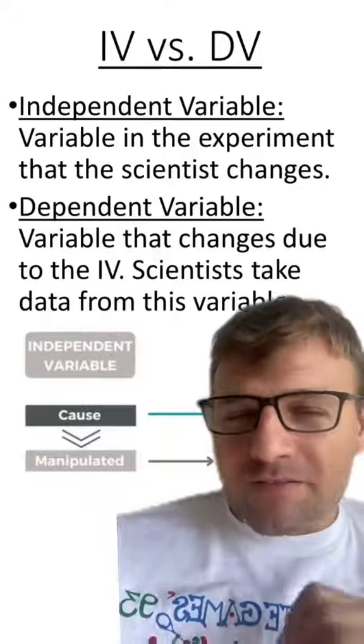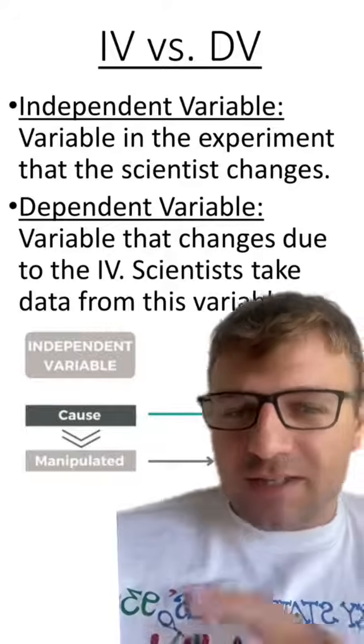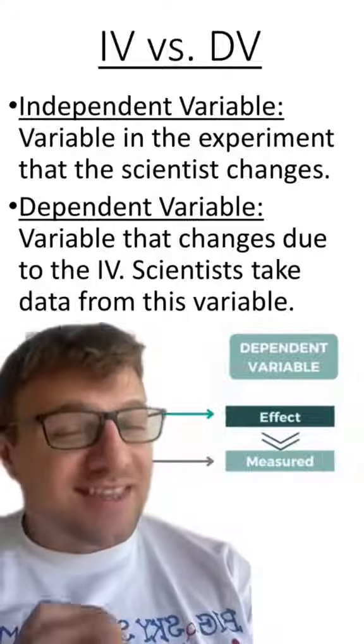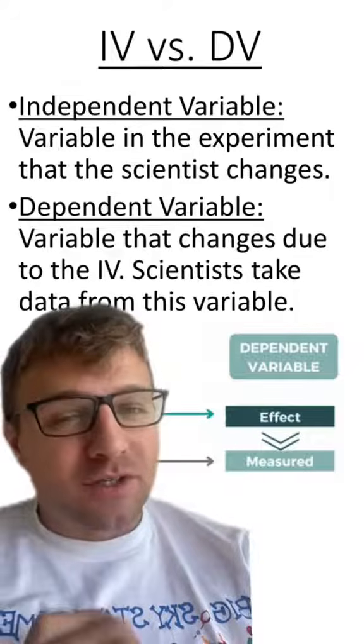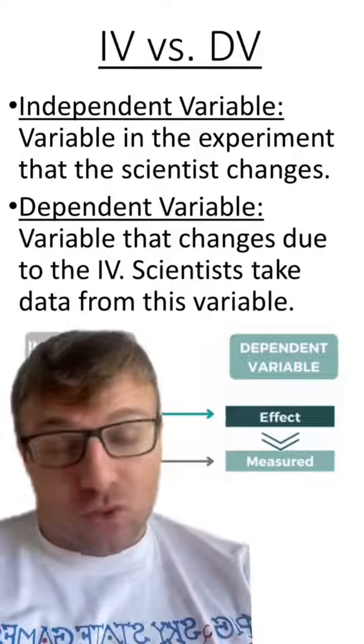Remember that the independent variable is the variable in an experiment that the scientist is going to change. So basically, this is the one that the scientist manipulates. The dependent variable is the variable that's going to change because of the independent variable. And this is the one that the scientists are going to measure or take data from.